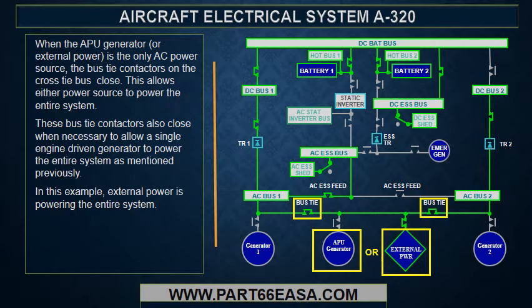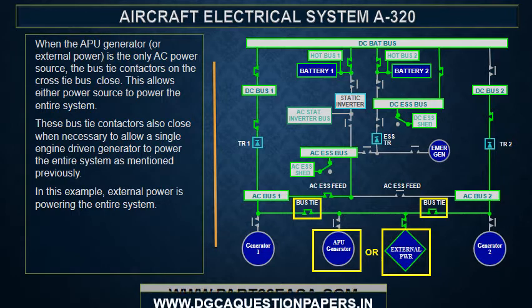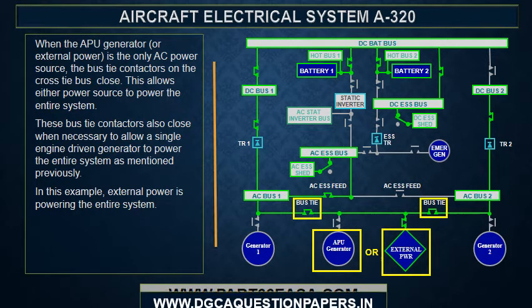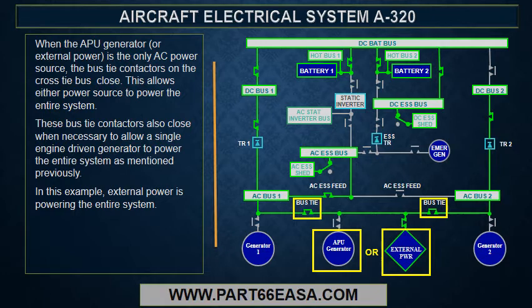When the APU generator, or external power, is the only AC power source, the bus tie contactors on the cross-tie bus close. This allows either power source to power the entire system. These bus tie contactors also close when necessary to allow a single engine-driven generator to power the entire system, as mentioned previously. In this example, external power is powering the entire system.